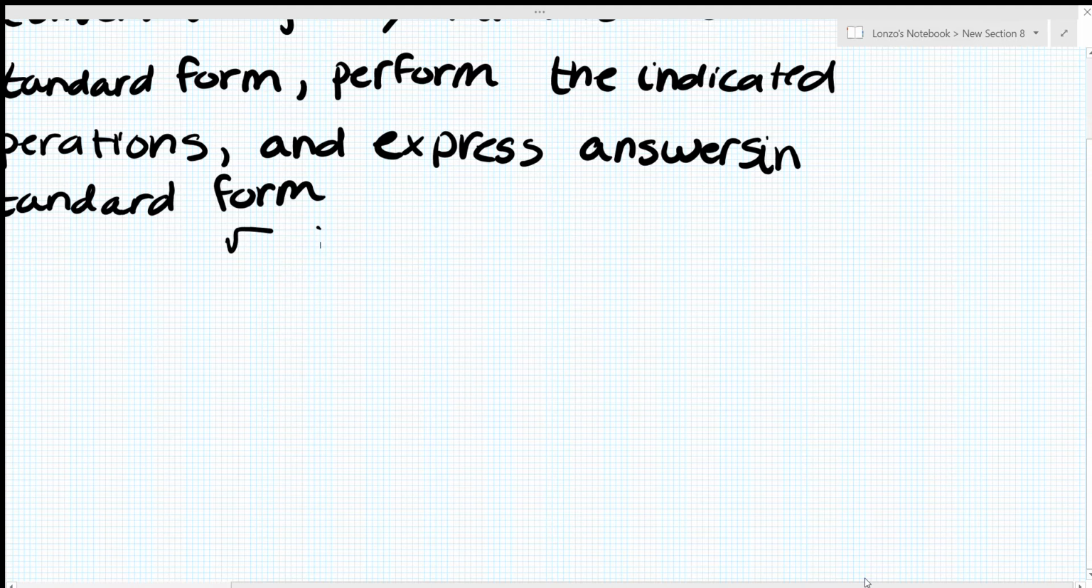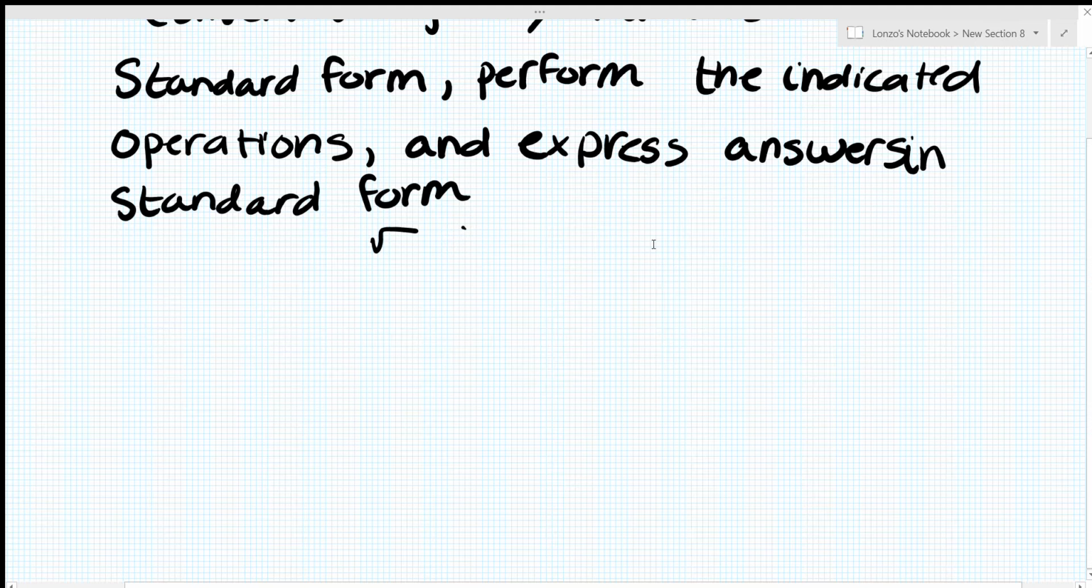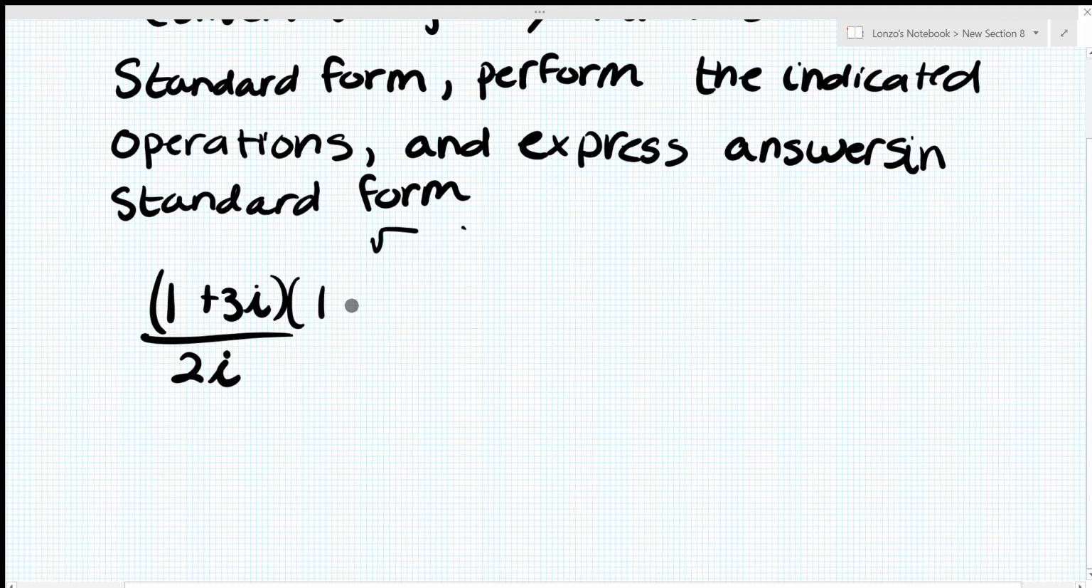Okay, let's do another one. Same idea. Let's say you have 1 plus 3i over 2i. We want this in standard form, right? So the first thing is you got to take the conjugate. So what would be my conjugate? It's not going to be the denominator, it's going to be the numerator. So it's the same thing as the numerator, but different sign. So it's going to be 1 minus 3i times 1 minus 3i, right?